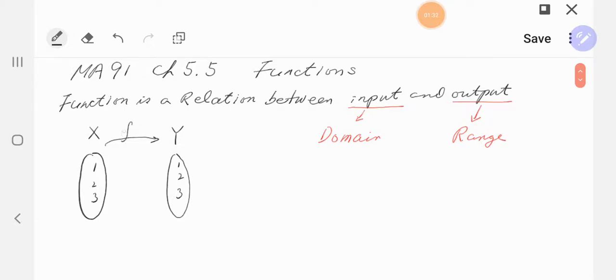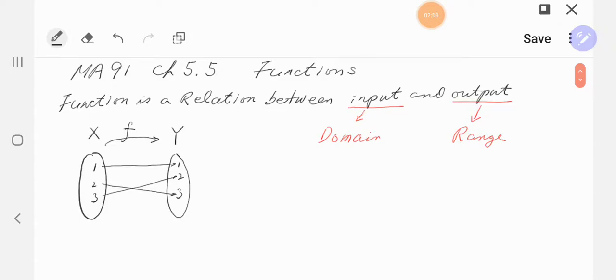Let's use a lowercase f. The f is the name of the function. So this is a relation. If the input is 1, the output will be 1. If the input is 2, the output will be 3. If the input is 3, the output will be 2. So for each input, there is an output. This is a function relation.